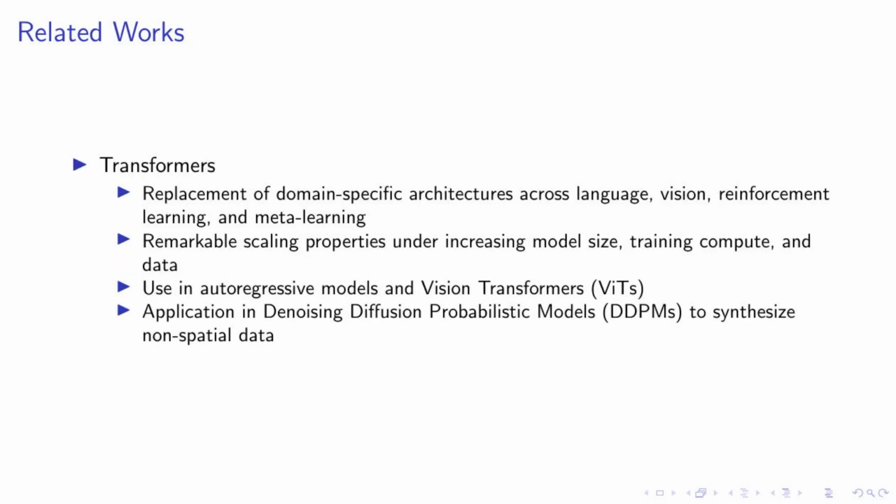Moving on to related works, we see the transformative impact of transformers. These models have replaced domain-specific architectures across various fields, including language, vision, reinforcement learning, and meta-learning. Their remarkable scaling properties under increasing model size, training, compute, and data have been widely recognized. Transformers have found significant use in autoregressive models and vision transformers, or ViTs. Furthermore, they have been applied in denoising diffusion probabilistic models, or DDPMs, to synthesize non-spatial data. This broad application and adaptability of transformers underscore their potential in advancing generative modeling research.